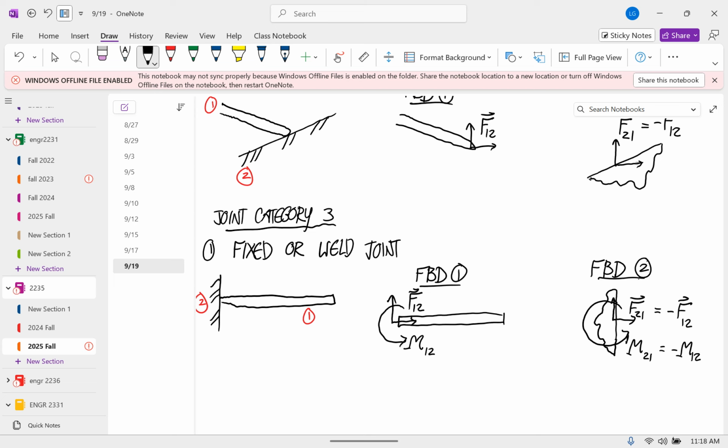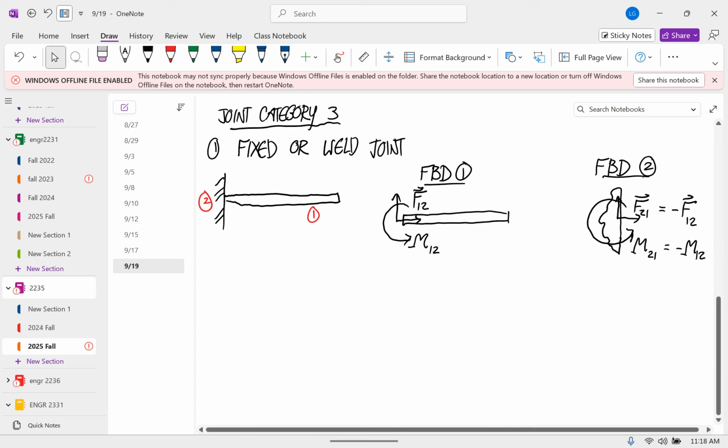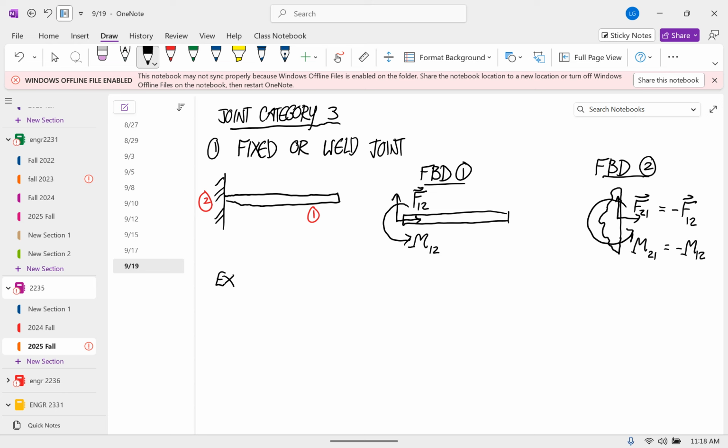All right. So now let's just get to some problems. So now we're finally ready to do real 2D rigid body statics.